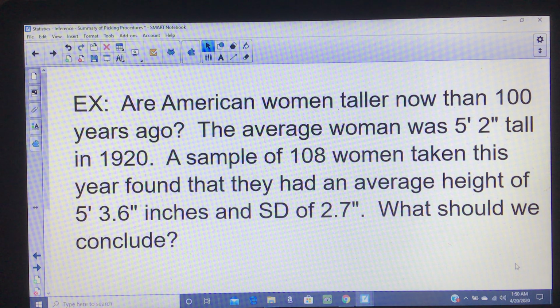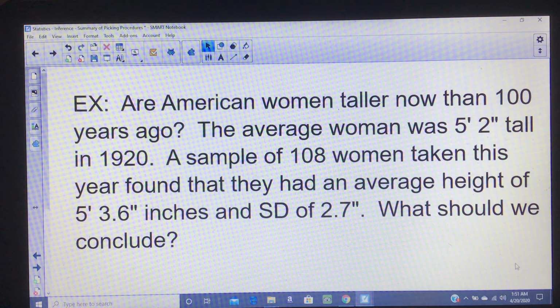So we're given a standard. They tell us the average woman was 5'2" in 1920. So that's not a sample, that's a fact. In fact, that's our standard. So we want to make sure that we understand that this is the standard we're going to go by. Since this isn't a sample itself, I'm not going to count it as if it were one. So when I go on, I have that standard of, in 1920, we just know for whatever reason women were 5'2".